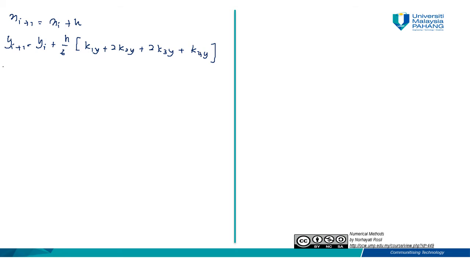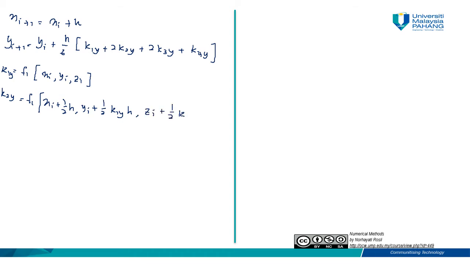So k1y is equal to F1(x_i, y_i, z_i). K2y is equal to F1(x_i + h/2, y_i + k1y h/2, z_i + k1z h/2). Okay, and then how about k3y?